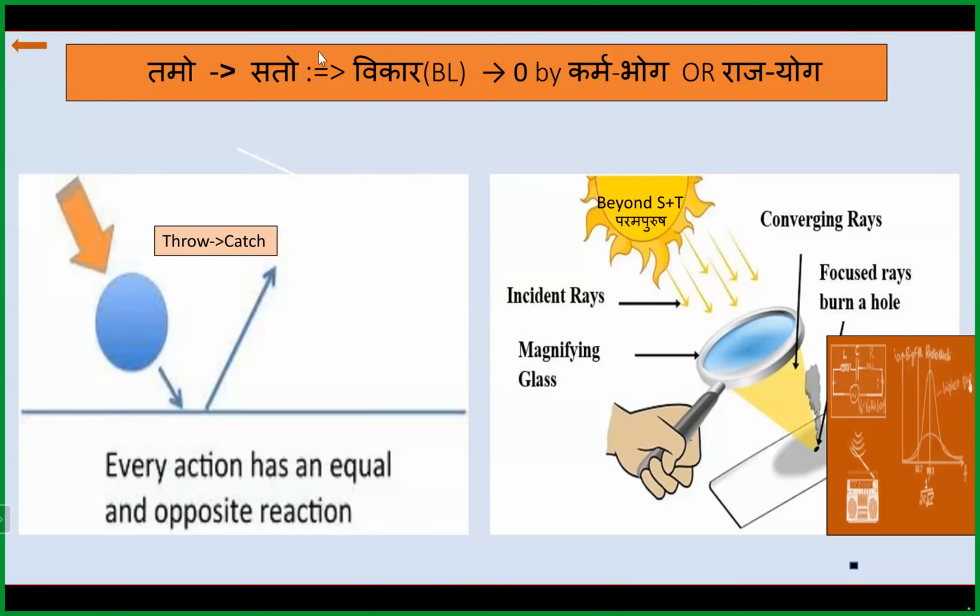So it becomes tamo to sato. Vikar has to become zero by karm bhog or rajyog. So this is a karm fol. There is a body conscious act, so it will always generate a vikar. It can be positive or negative. They are all non-deterministic.